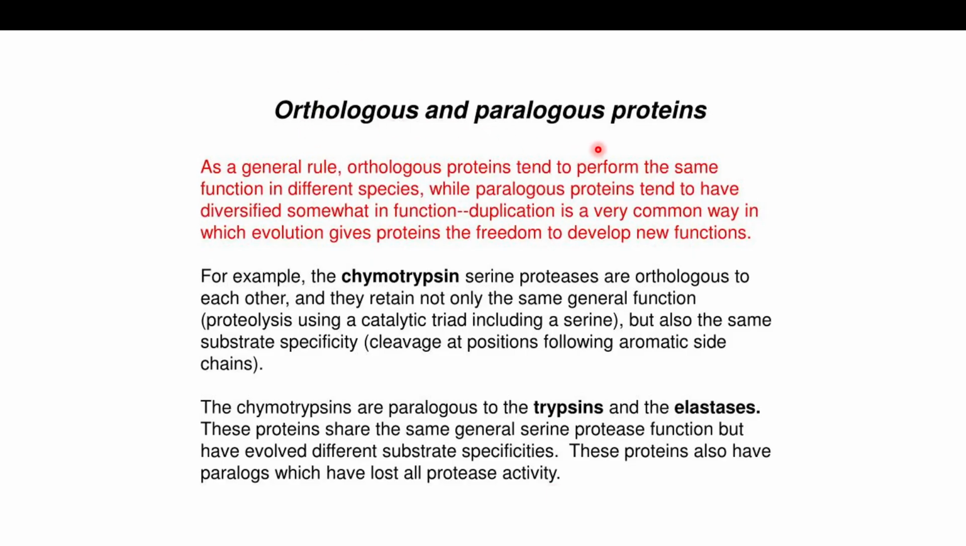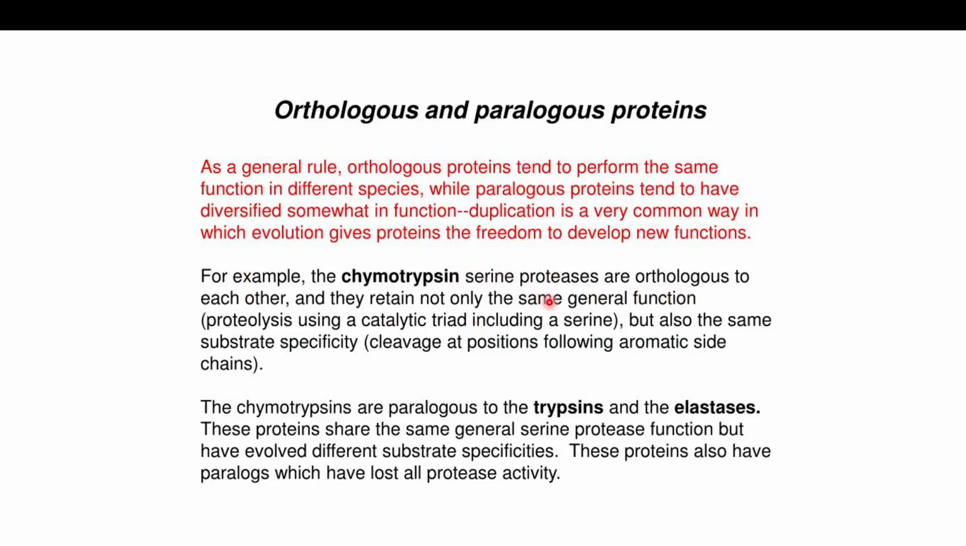Similarly, orthologous and paralogous proteins: as a general rule, orthologous proteins tend to perform the same function in different species, while paralogous proteins tend to have diversified somewhat in function. How? Via duplication. Duplication is a very common way in which evolution gives proteins the freedom to develop new functions. For example, if we are talking about chymotrypsin, serine proteases are orthologous to each other.